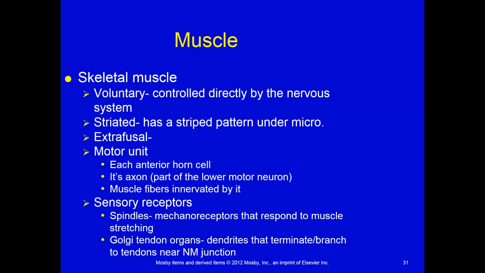Don't worry about extrafusal, just cross that off. And what we need to discuss when we're talking about skeletal muscle is, okay, how does it actually function? The way that it functions is through what we call a motor unit. Now, the motor unit consists of three things. It contains an anterior horn cell. It contains that cell's axon. And it contains the actual muscle fibers which that axon connects to.